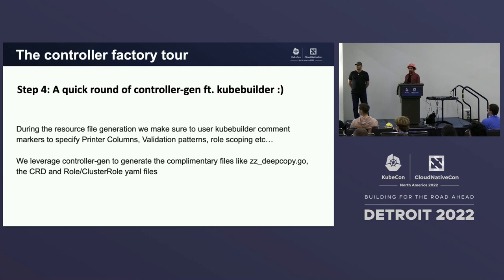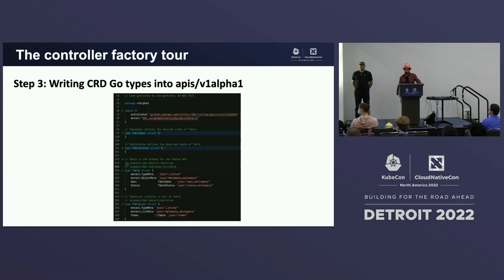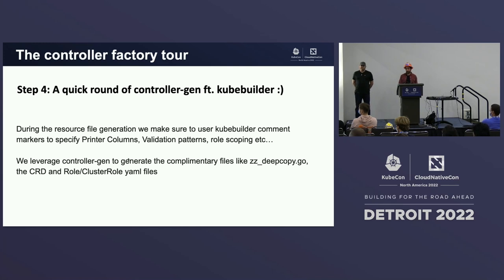OK, so now we have the objects and their definitions. We're going to do a quick round of controller-gen, à la Kubebuilder. As you see here, we have a few markers: kubebuilder object and subresource. Those comments will be used by controller-gen to, for example, know how to handle the printer columns, the validation patterns, and the role scoping. We're also going to leverage controller-gen to generate files like zz_generated.deepcopy. If you've ever written controllers, you know that multiple times during runtime, we need to copy objects and pass them to other functions.